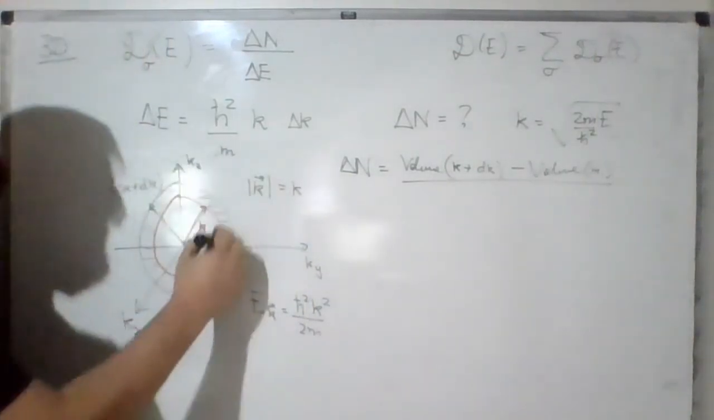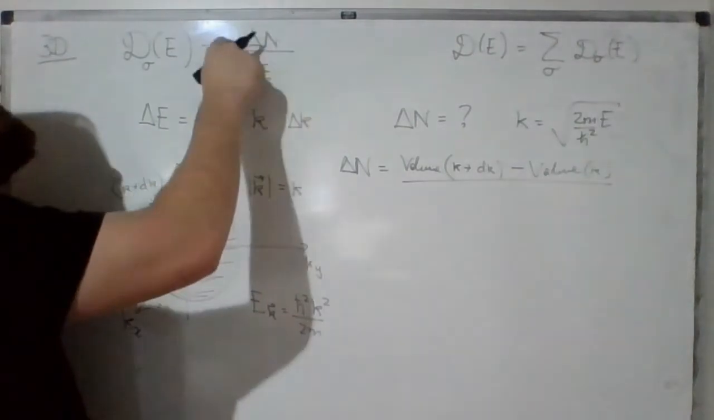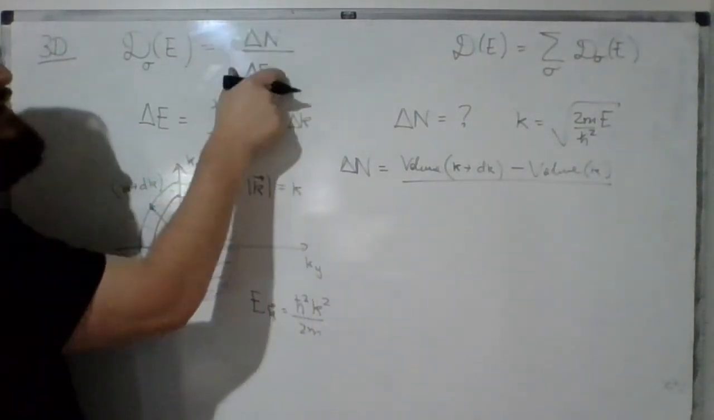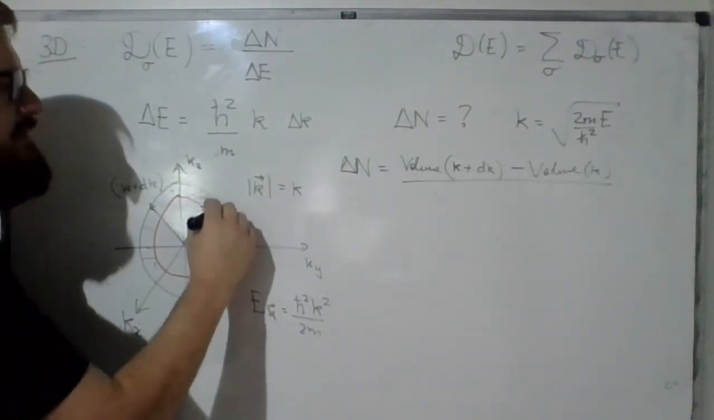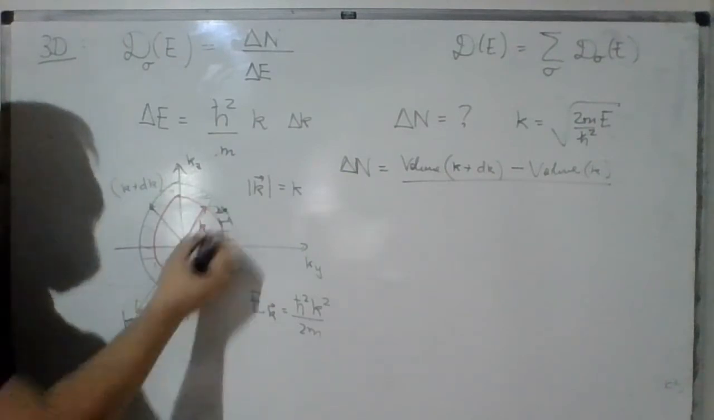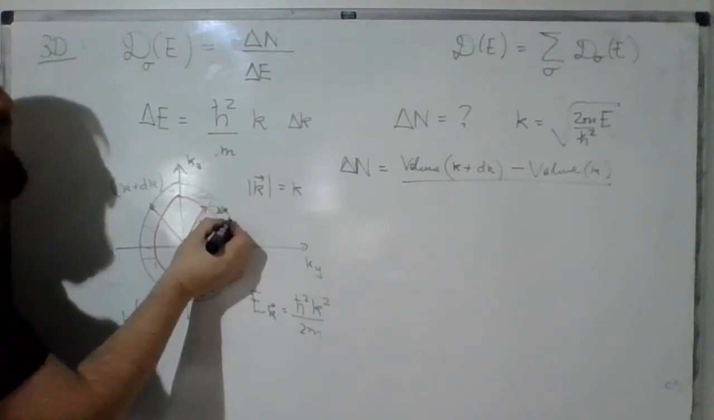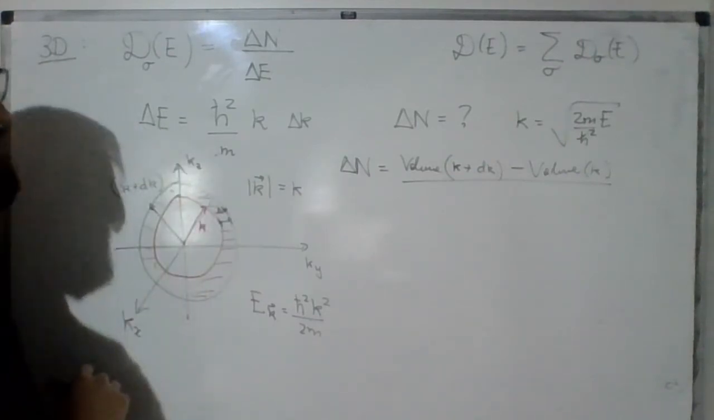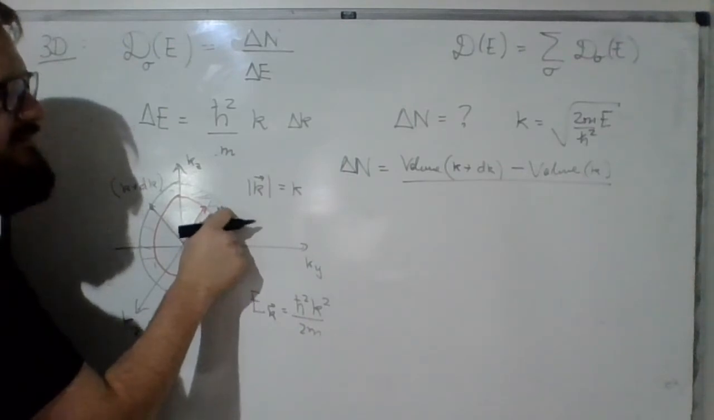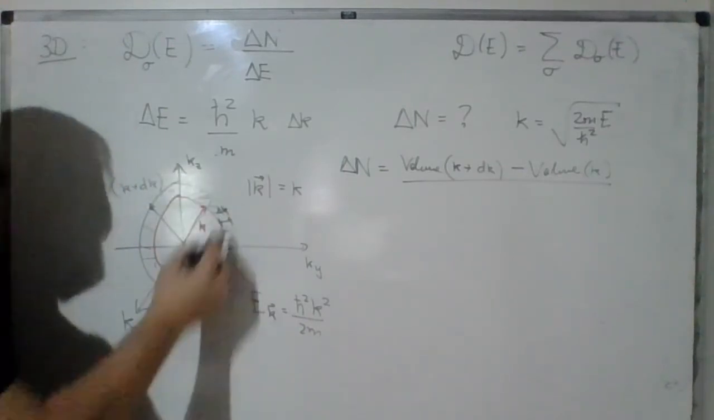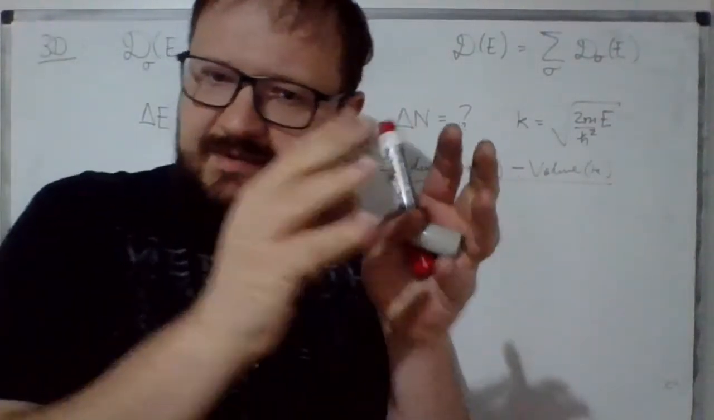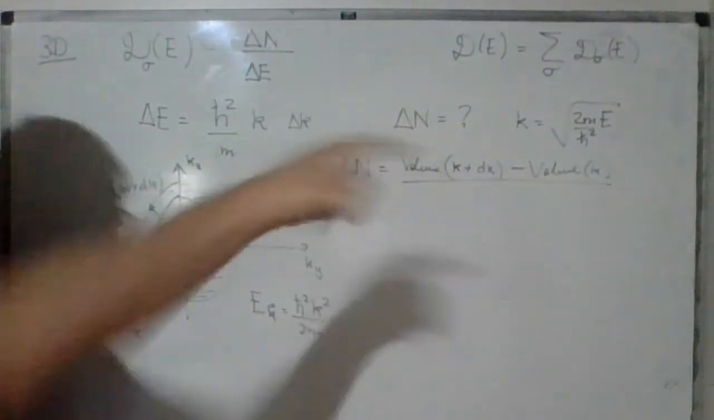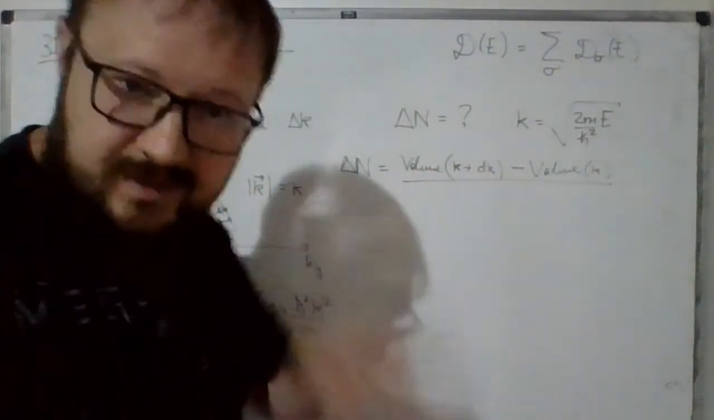So we need to calculate the delta n, the number of allowed states in this delta E interval. And the delta E interval corresponds to a delta k. Okay, so between k and k plus delta k, we have an interval of energies delta E. And we need to calculate the number of possible states between these two spheres, in the limit where we take delta k, this dk here, going to 0.